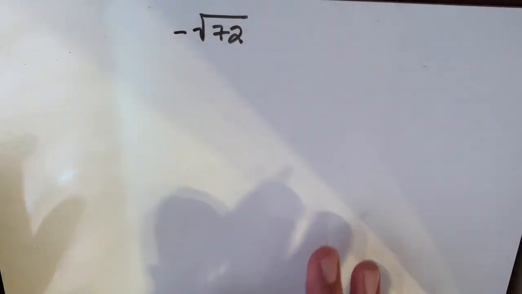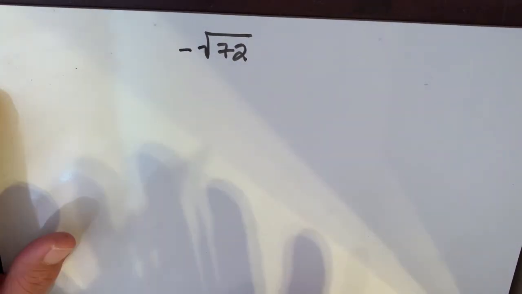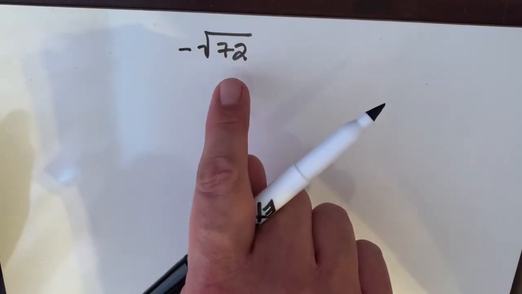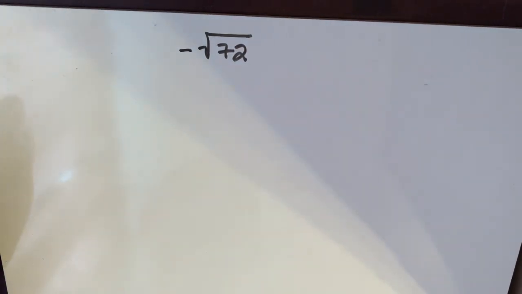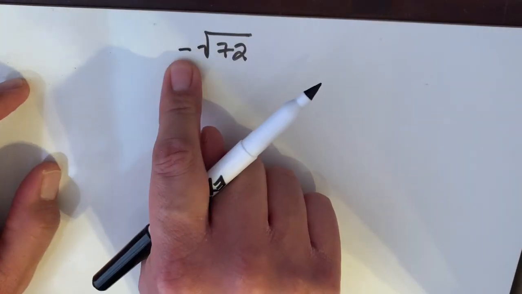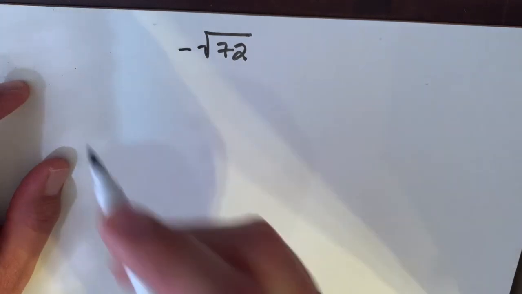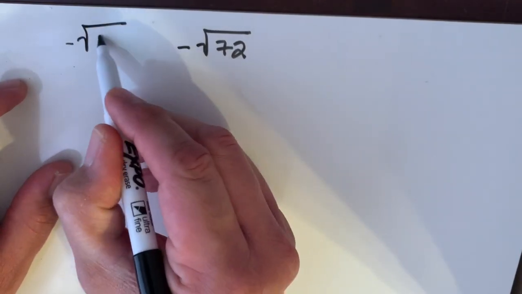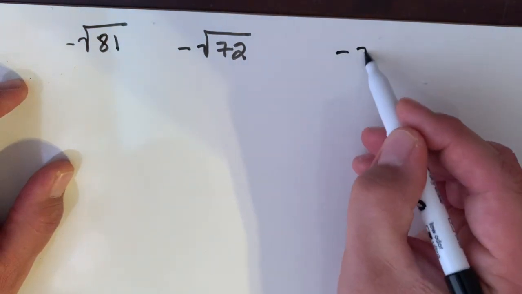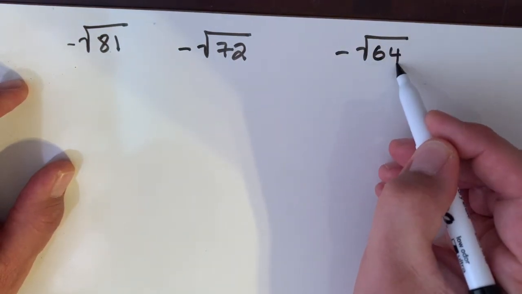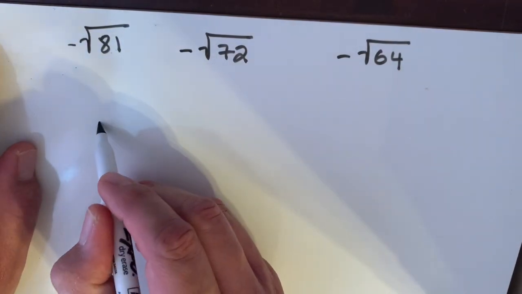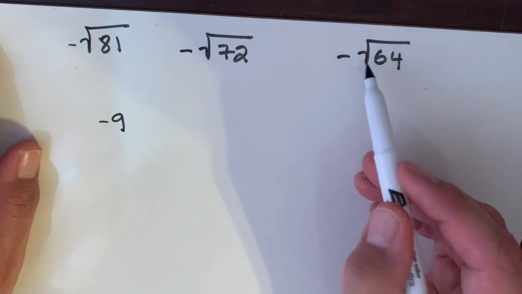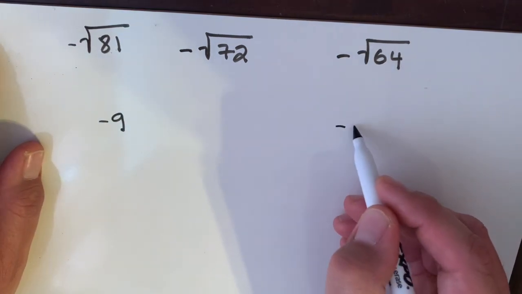Okay, so I'm going to think of two perfect squares that 72 is between. So 72 is between 64 and 81, right? 64 and 81, if they were positives, but because we have the negative right there, it's going to be negative square root of 81 and negative square root of 64. So the square root of 81 is 9, but the negative square root of 81 is -9. The negative square root of 64 is -8.